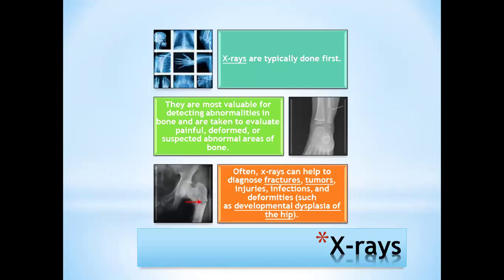The most prevalent instrumental method is X-ray. X-rays are typically done first. They are most valuable for detecting abnormalities in bone and are taken to evaluate painful, deformed, or suspected abnormal areas of bone.